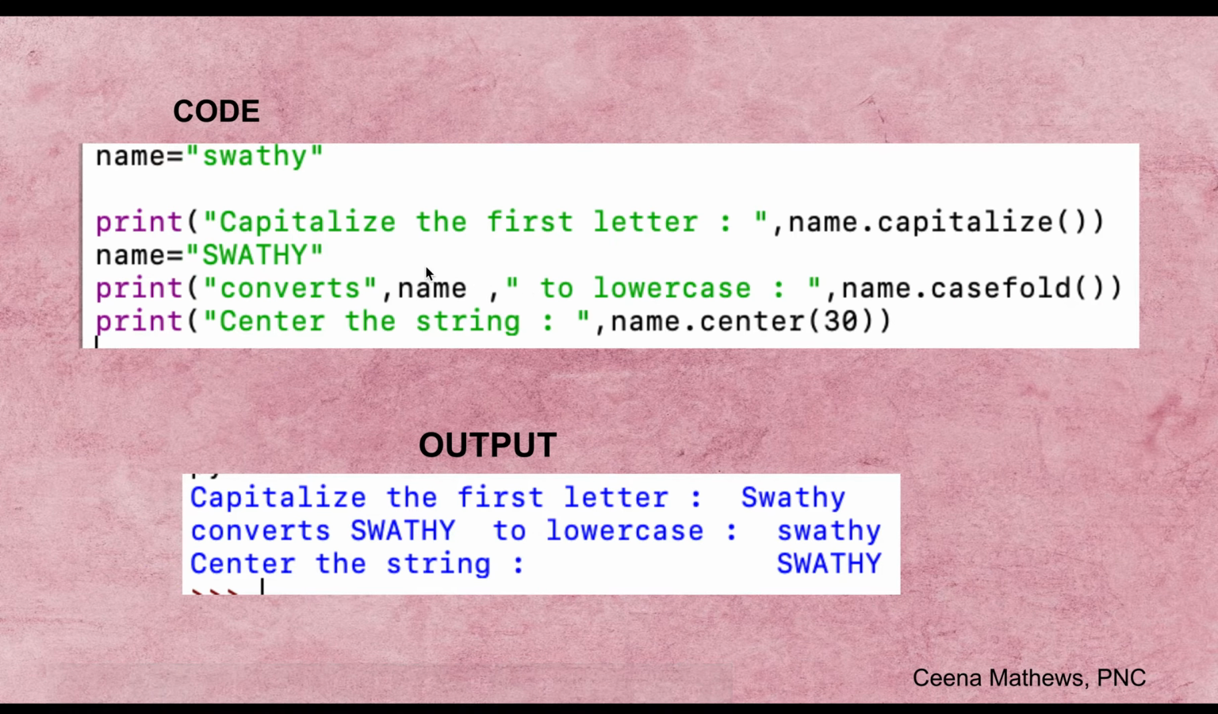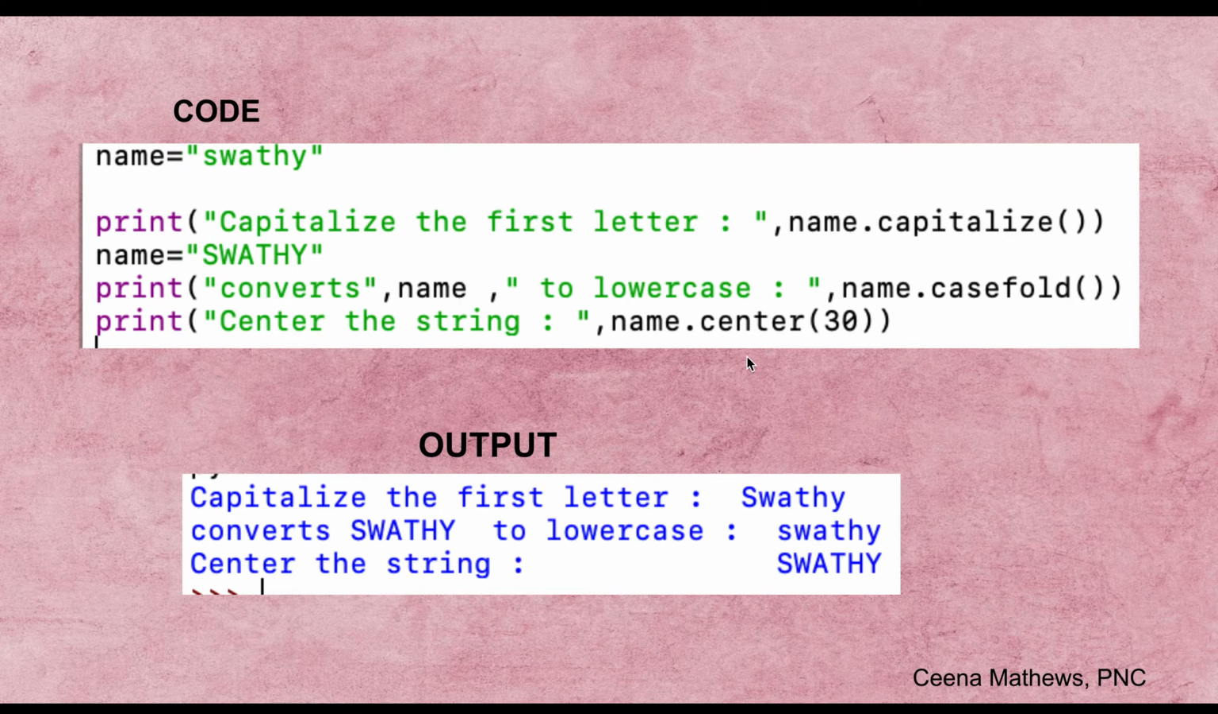In this example, I have used a name equal to Swati in small letters, and I have used capitalize. So the first letter of Swati will be made as capital, as you can see in the output. The next line I use SWATI in all capital letters, and when I use casefold on this string, it will convert the SWATI in all capital letters to Swati in all small letters, as you see in the output.